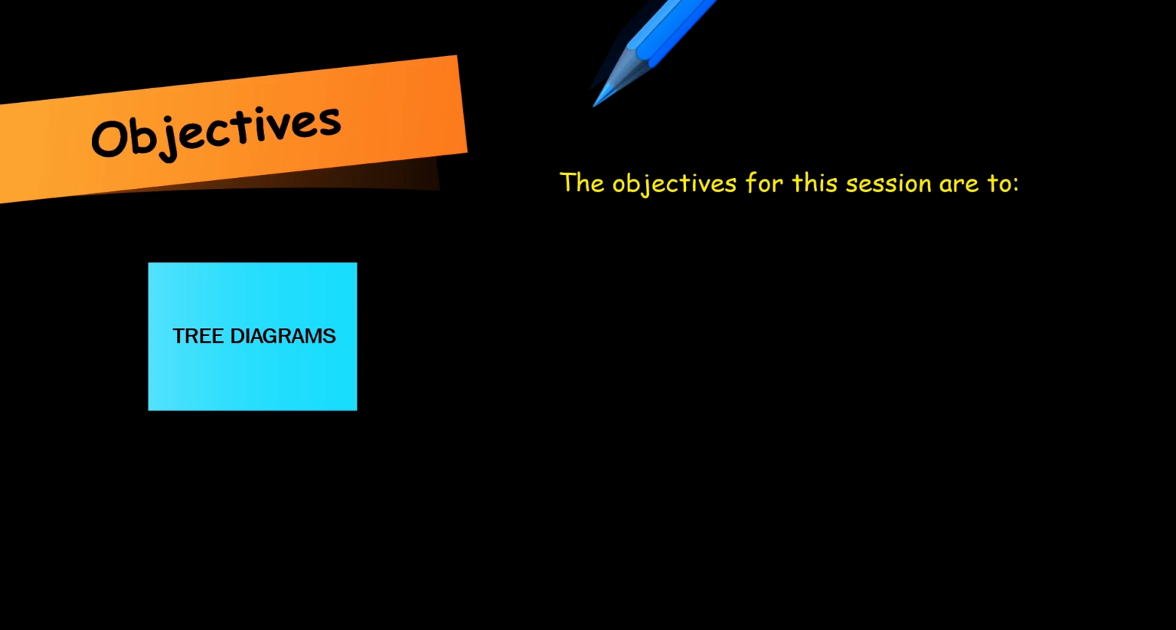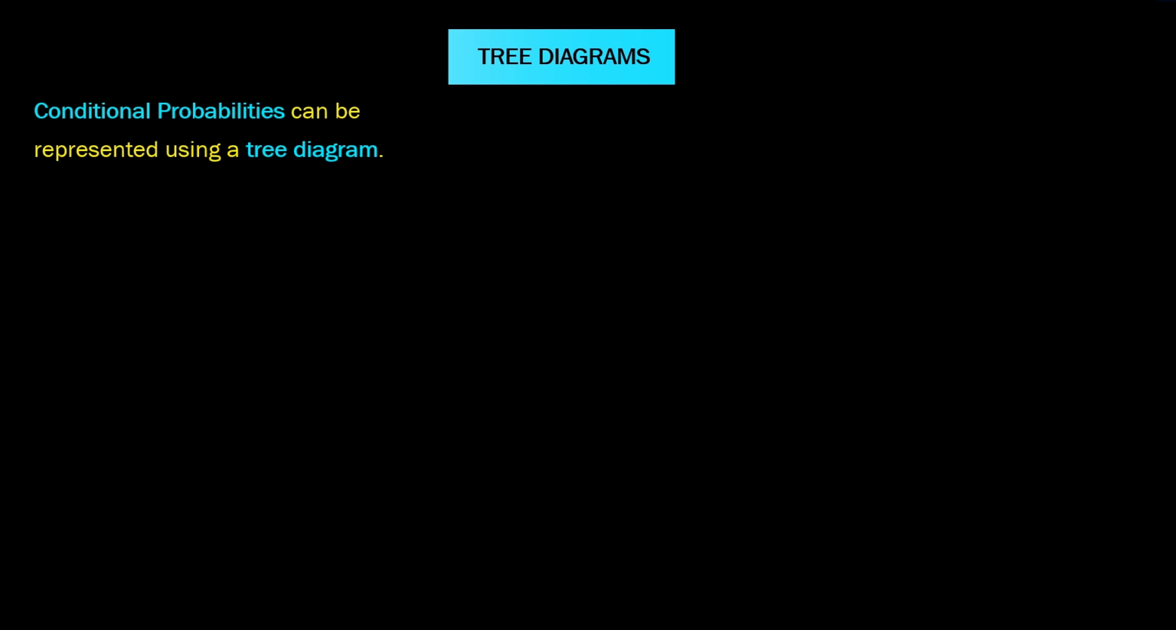The objectives for this session are to solve conditional probabilities using tree diagrams. Conditional probabilities can be represented using a tree diagram. Let's build up a tree diagram to help us create some formulae.